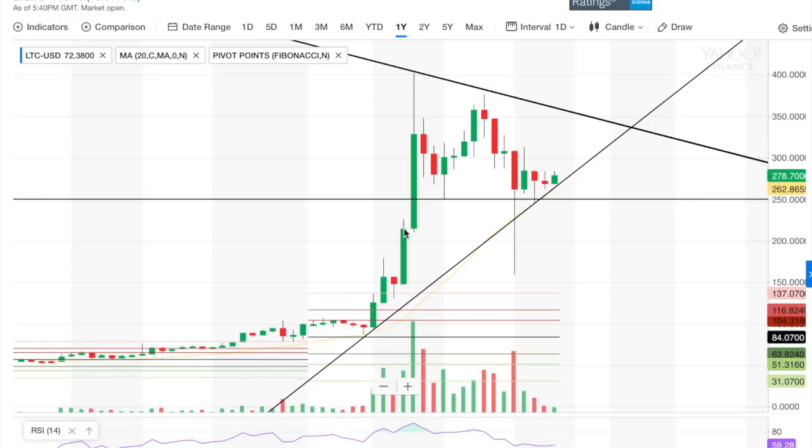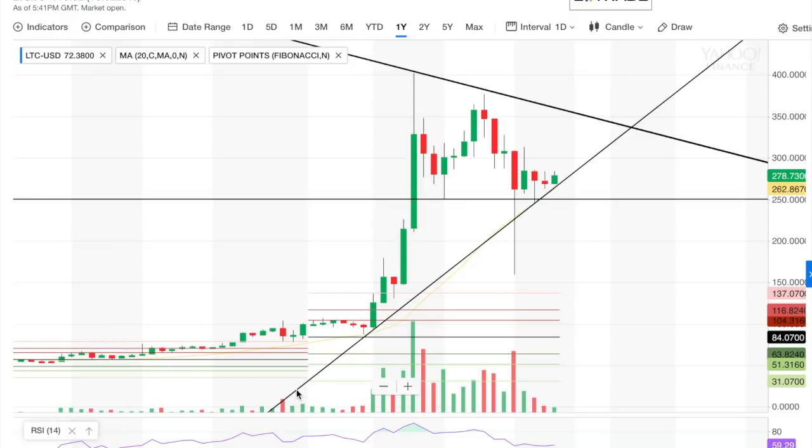I am not a financial advisor. This is just my own opinion, so take it as you see fit. Just keep that in mind as I go through this. This is the 1-year chart for Litecoin. Like I said, I've been getting a lot of questions. What's going on with it? What should I be doing? I can't tell you what you should be doing, but I can tell you what I'm doing.